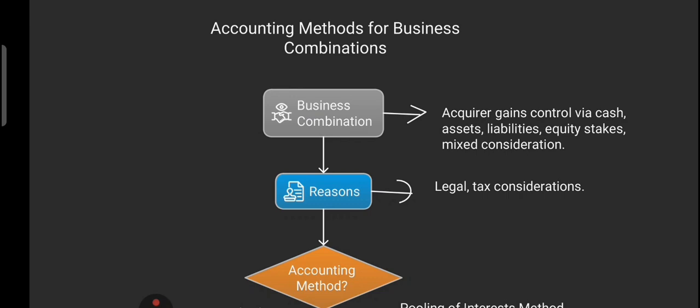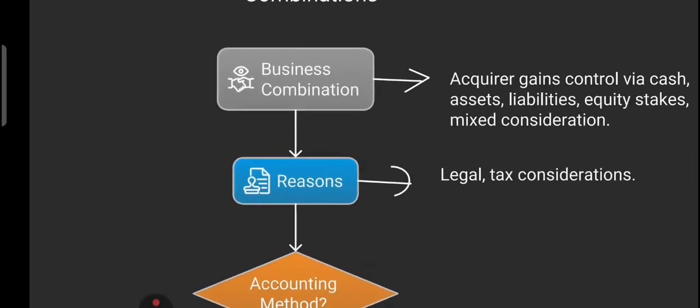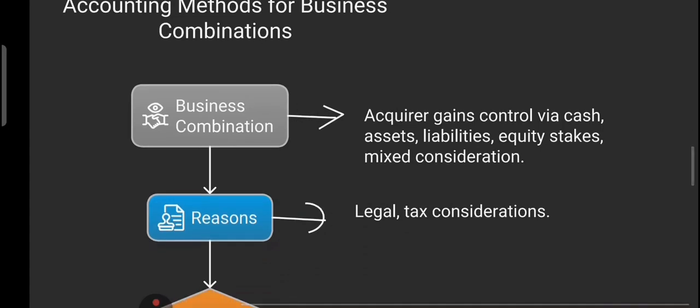Business combination, we are just talking about this merger, amalgamation, takeover, etc. Let's decode how a business accounts for a combination, whether through merger, acquisition, or any other strategic control transfer. So at the core of a business combination, an acquirer gains control, right, through cash, equity, or other mixed consideration. But how do we account for this? That depends on legal and tax considerations, and most importantly the accounting method selected.